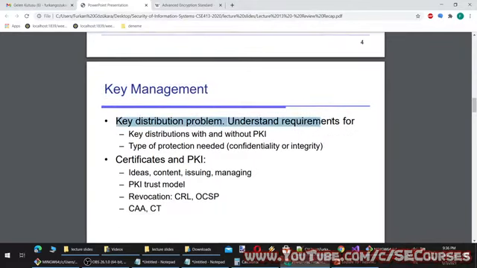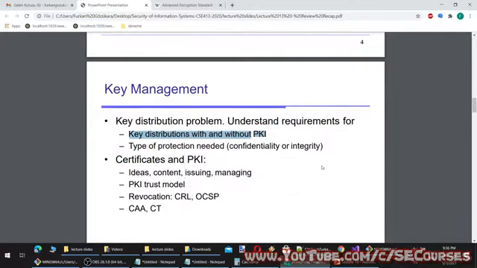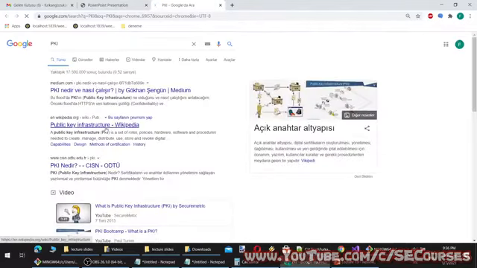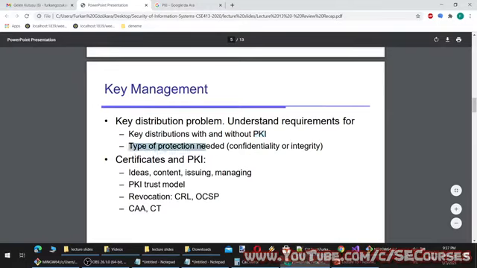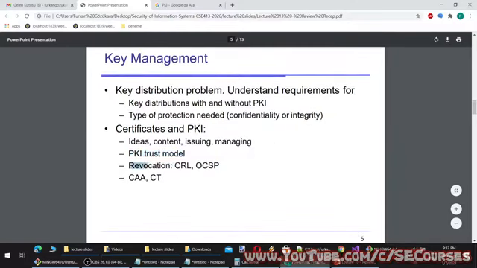Key management. Key distribution problem. Understand requirements for key distribution with and without PKI. So what was PKI, if you remember? Public key infrastructure. Type of protection needed, confidentiality or integrity. Certificates and PKI. Ideas, content, issuing, managing. PKI trust model.